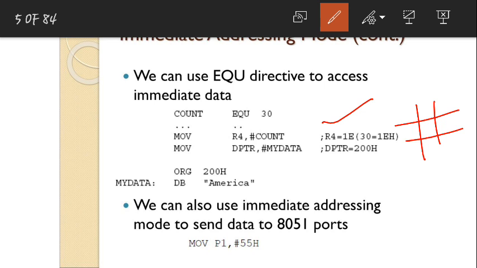Next, the next line is move DPTR comma. See here also he mentioned this, and he has written my data. Okay, some label. He has given some label.